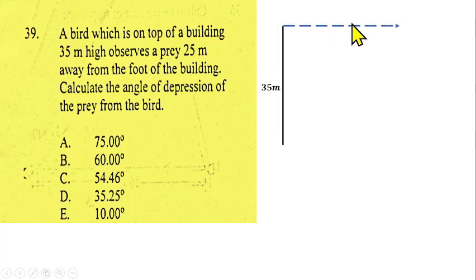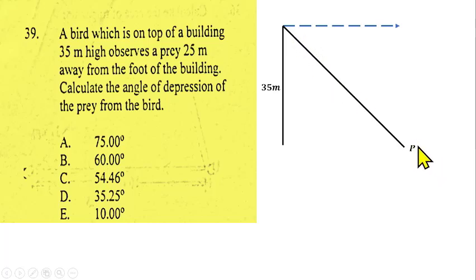So the bird will be looking like this. That should be the initial sight of the bird. But the bird now leaves its initial sight and looks at the prey on the ground, which is 25 meters away from the foot of the building. So you look down to the prey. That means there's going to be an angle between the initial sight of the bird and the new sight, which is the angle of depression because it looked down on the prey.